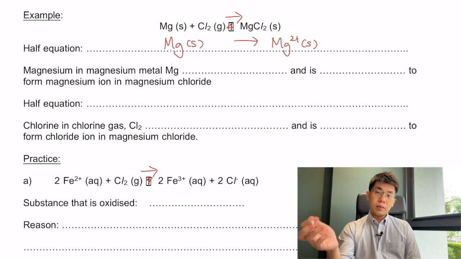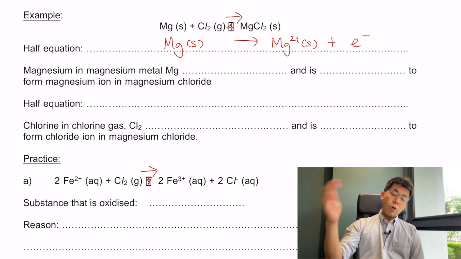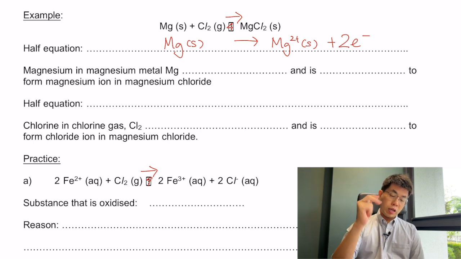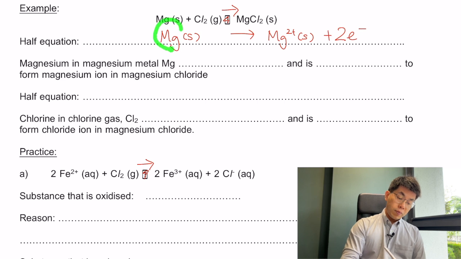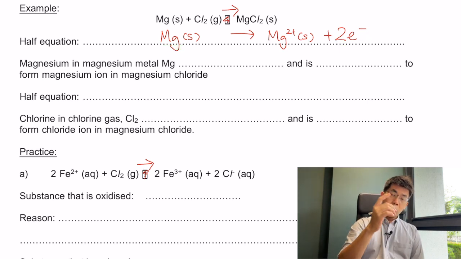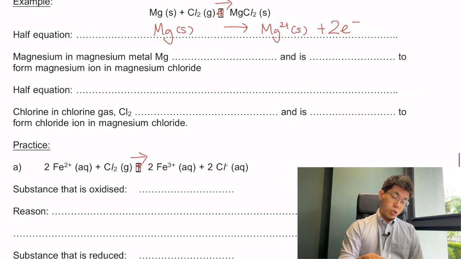So in order to balance this, I need to add in electrons. Electrons are negative charge, so I'll add them on my right side to push it down. I add one electron, the 2+ becomes a 1+ overall, right? So not enough, I need to add one more electron, so therefore I add 2 electrons over here. So we can see that the magnesium actually loses the electrons. You see, it loses, right? The electrons are given away. So OIL RIG, O-I-L R-I-G, lose electrons is oxidation.